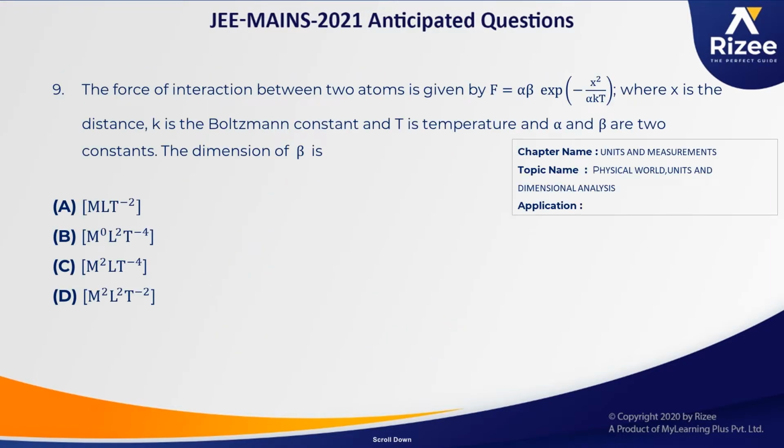Now going to the next question, question number 9, which is concerned with units and dimensions, the first chapter of your first year or 11th class. He has given the force of interaction between two atoms. Some expression he has given, alpha beta e to the power of minus x square by alpha kT, where x is the distance, k is the Boltzmann constant, and T is the temperature. Alpha and beta are two constants. He is asking only one thing, that is the dimensional formula for beta.